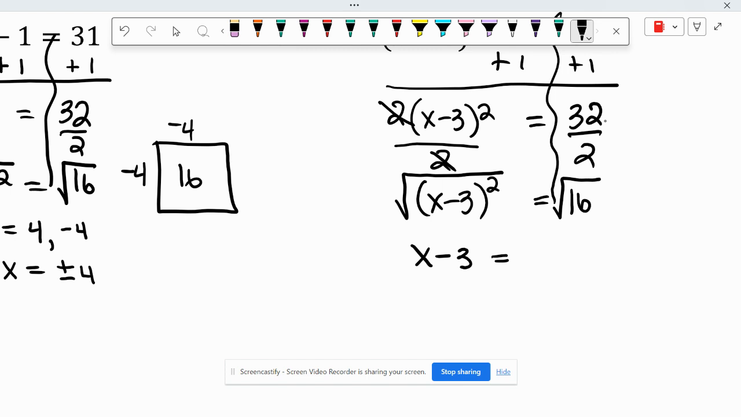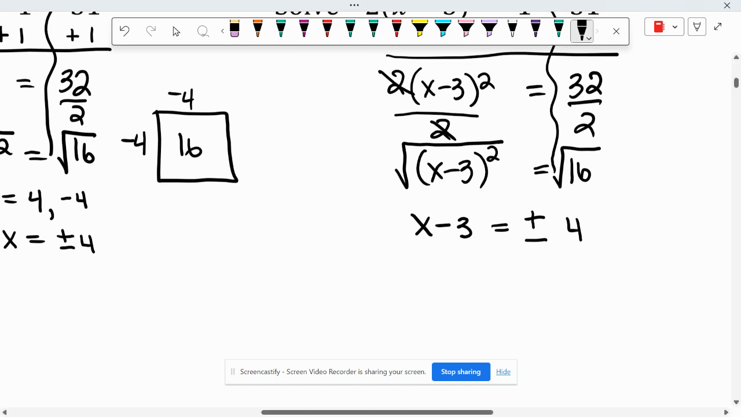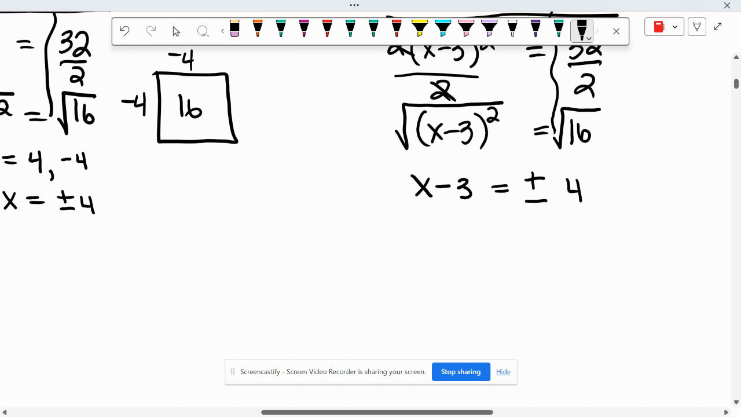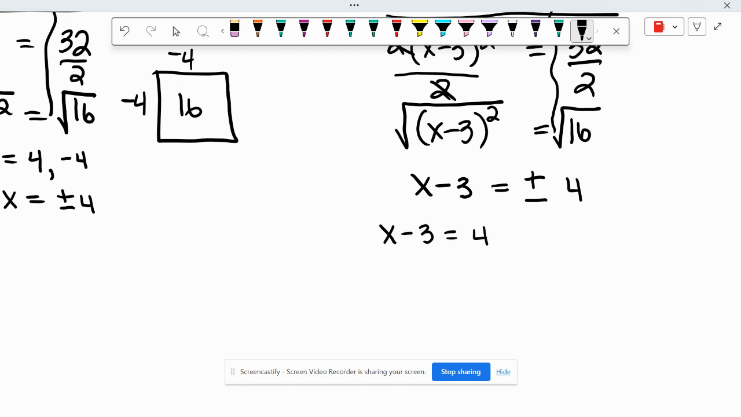And I know that the square root of 16 is both a positive and a negative number. So we have to separate this and solve. We either have that x minus 3 equals positive 4, but we also have that x minus 3 equals negative 4. So how am I going to solve that? How am I going to get x all by itself?